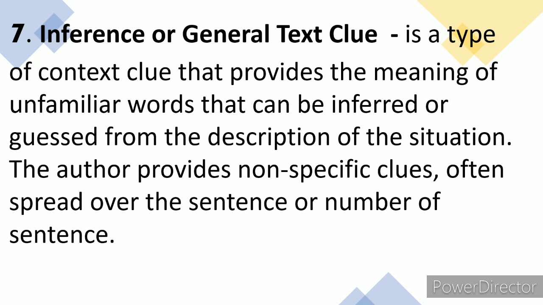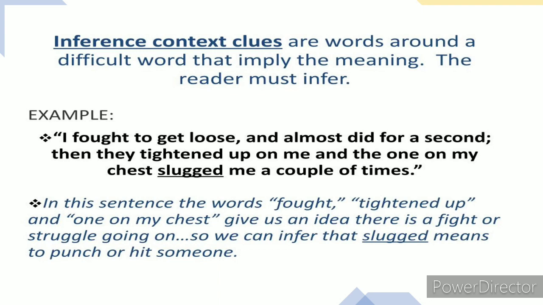Next, number 7, inference or general text clue. It's a type of context clue that provides the meaning of unfamiliar words that can be inferred or guessed from the description of the situation. The author provides non-specific clues, often spread over a sentence or a number of sentences. Sometimes a word or phrase is not immediately clarified within the same sentence or not directly apparent. The reader must look for clues within, before, or after the sentence in which the word is used.